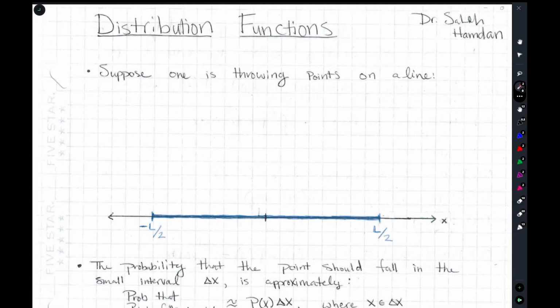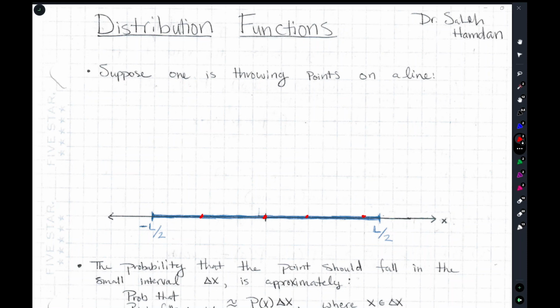So an important application to integration are distribution functions. And now we're looking at probability, continuous cases of probability. And what do we mean by that? Suppose you throw a point on this line. Where is it going to land? A point could land here, could land there, could land right in the middle or over here. Well, what's the probability that it lands at any one point?